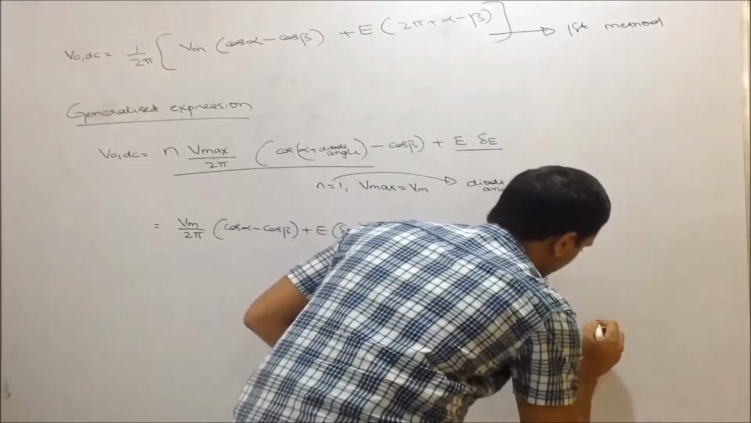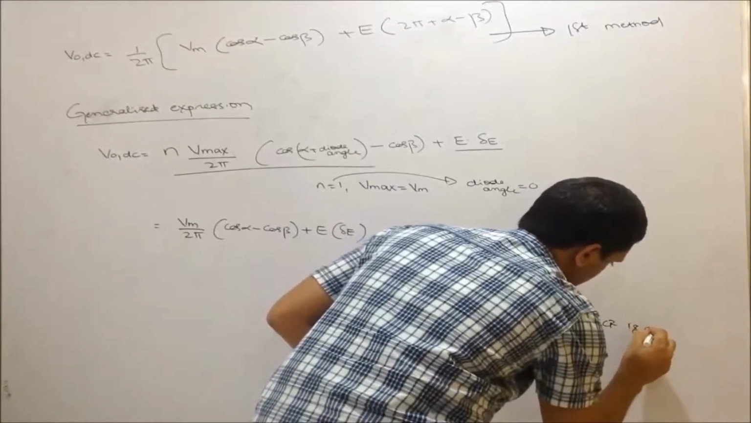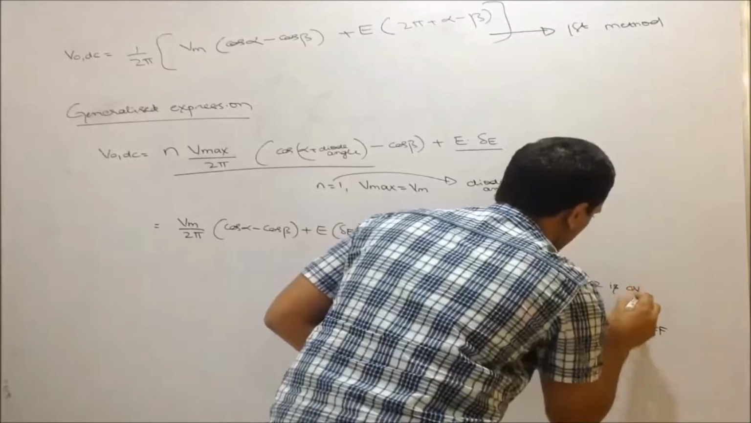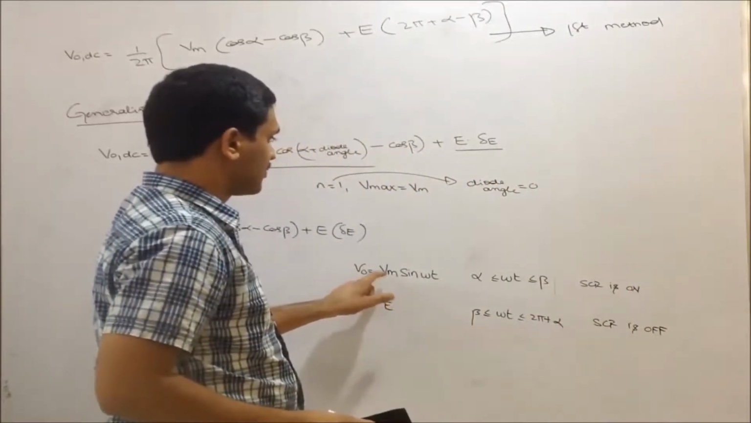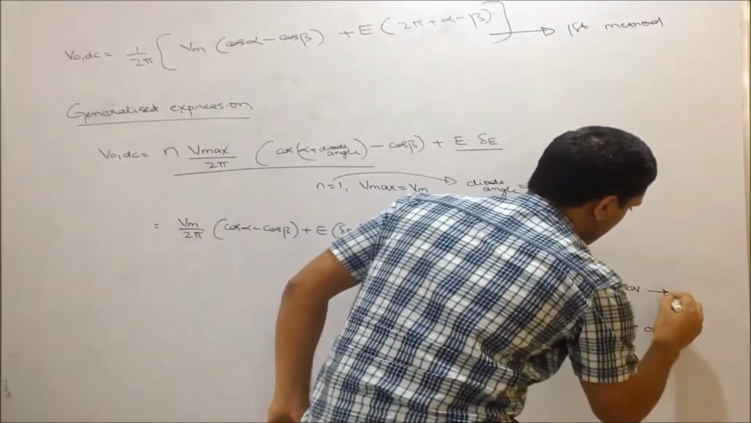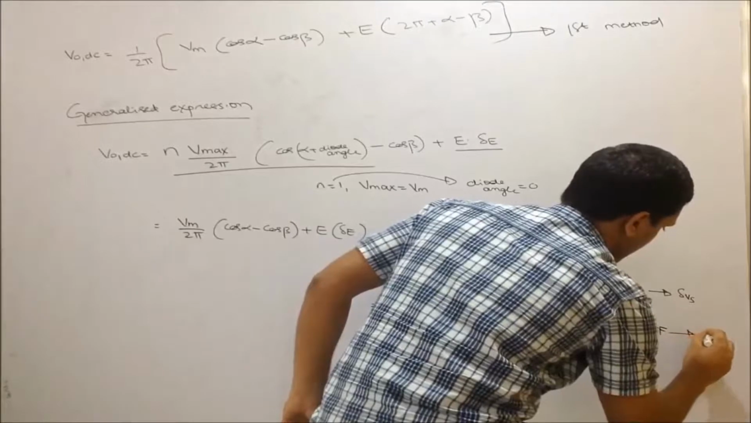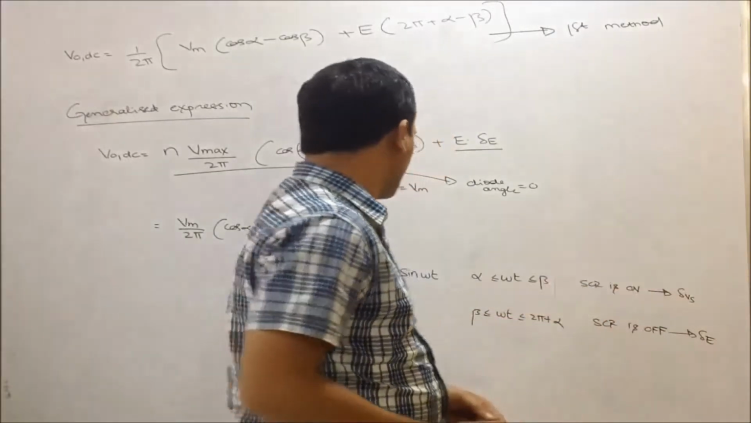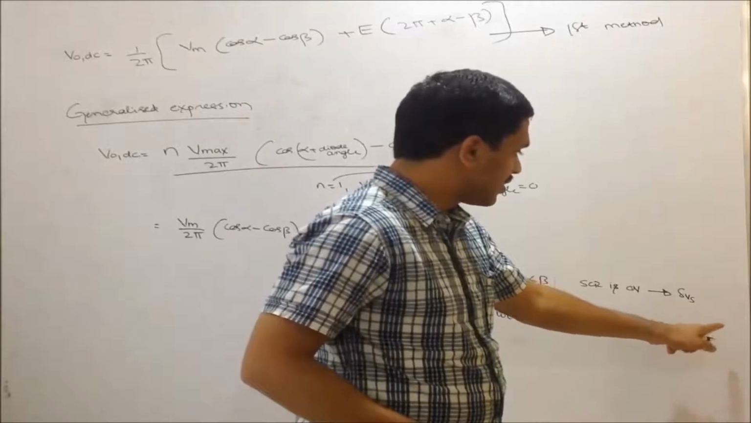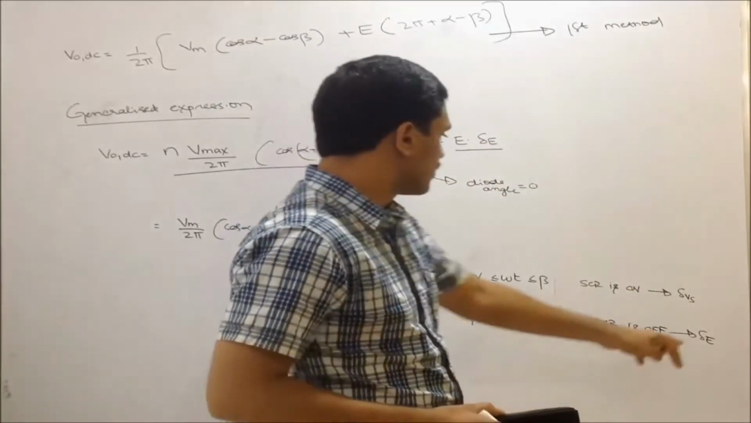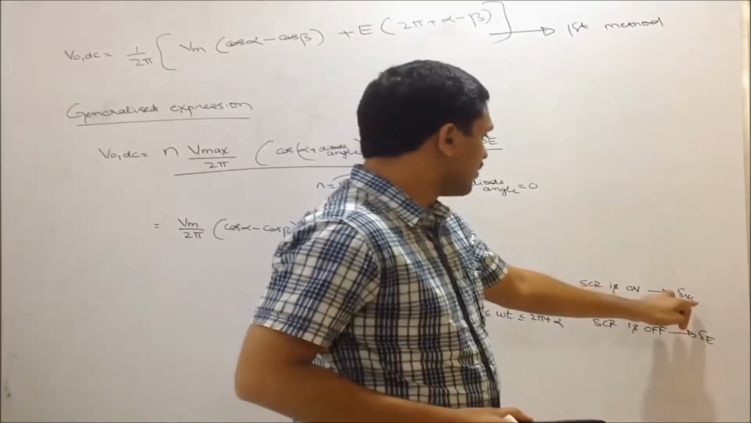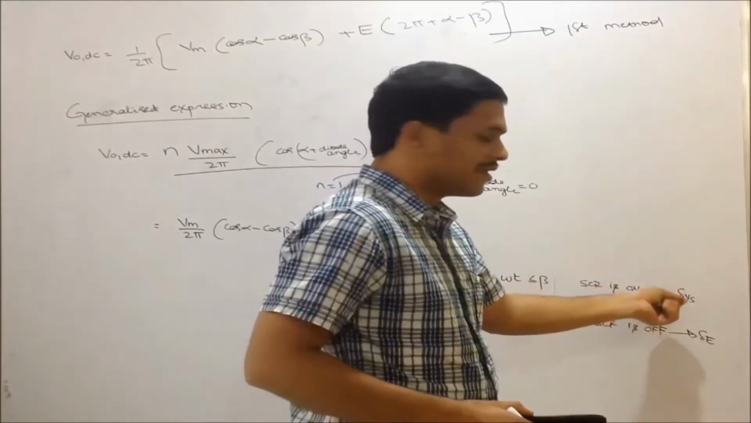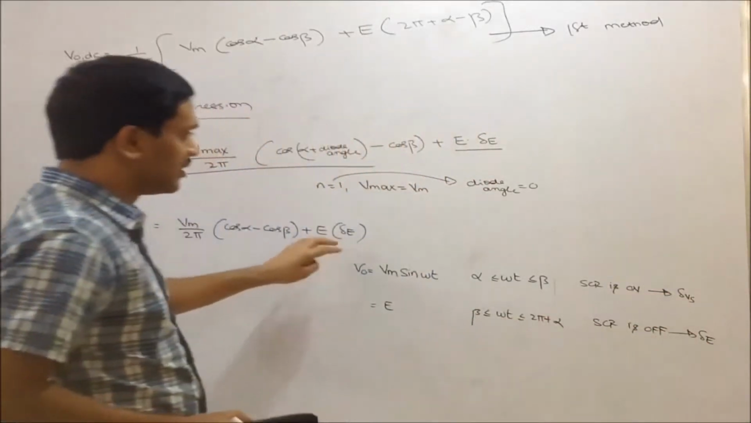Here SCR is off, and here my SCR is on. This gives me delta Vs, and this gives me delta E. Delta Vs is the duty ratio of Vs with respect to V0. Delta E is the duty ratio of E with respect to V0. Now we will write delta Vs and delta E values, and then we will prove that the sum of delta Vs and delta E is 1, and then we will simplify this expression.